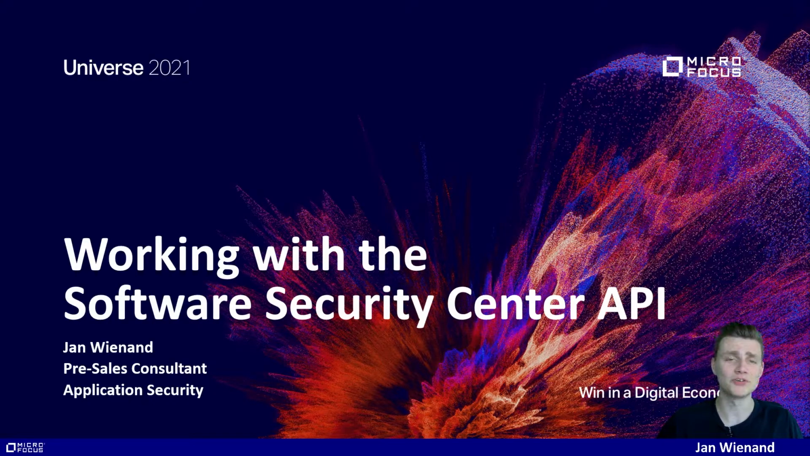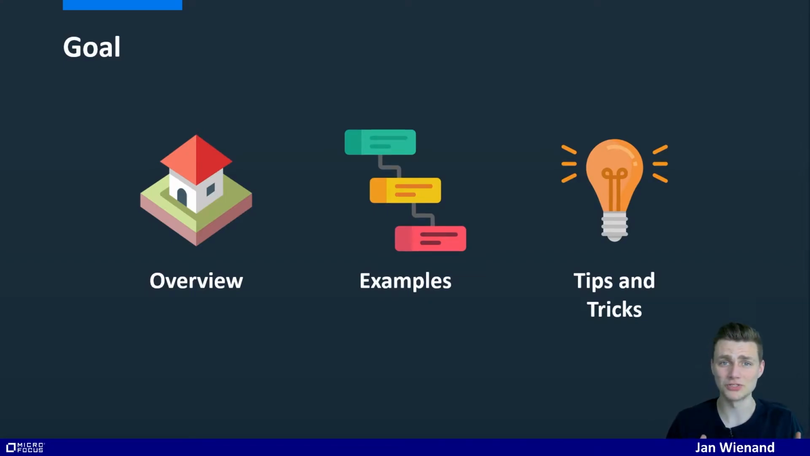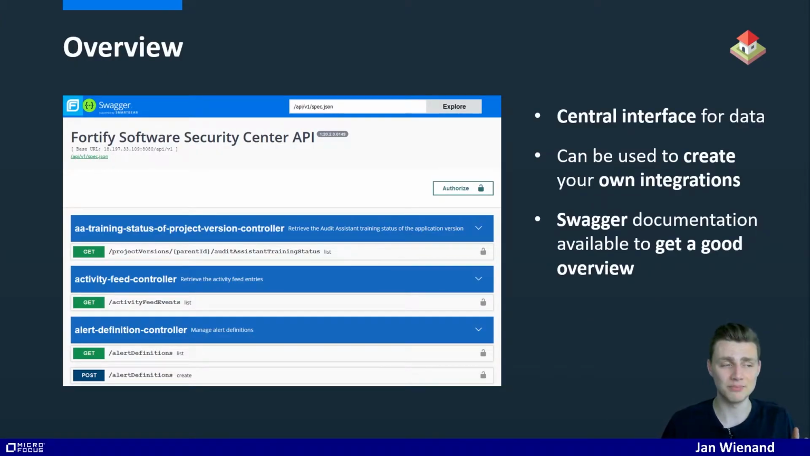So let's start with a short overview of the goal of today's session. First of all I want to give you a short overview about how you can get into the API. So how do you find the API and how do you work with that? After that I want to give you some use cases where you can see how the API works and how you can use it. That's very interesting. And the last thing that I want to give you is some tips and tricks for using the SSC API. And with that, let's start with a short introduction of the SSC API.